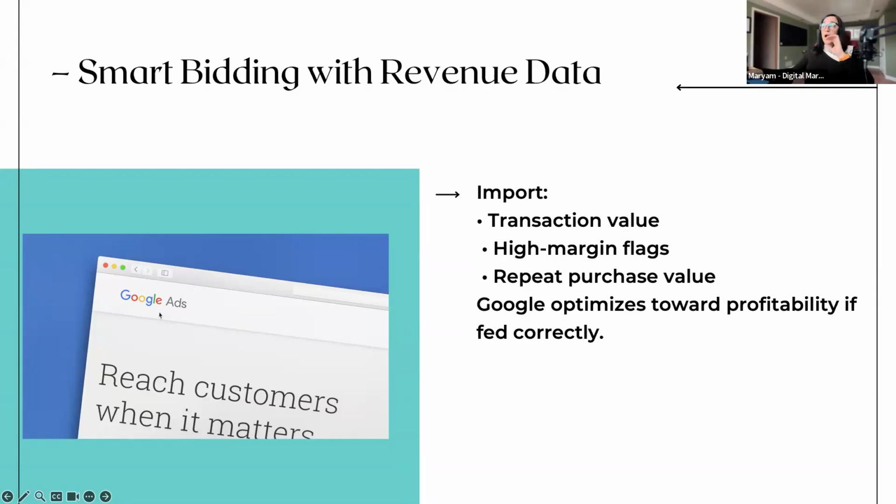So why do we need this? Because Google optimizes towards profitability if you feed it in. If you tell Google, listen to me, this is my transaction value, these are my high margin flags, and my repeat purchase value is this much, push me up as much as you can based on this.